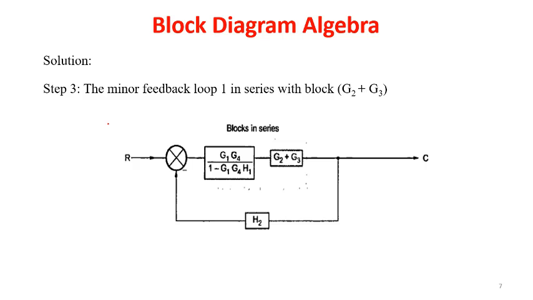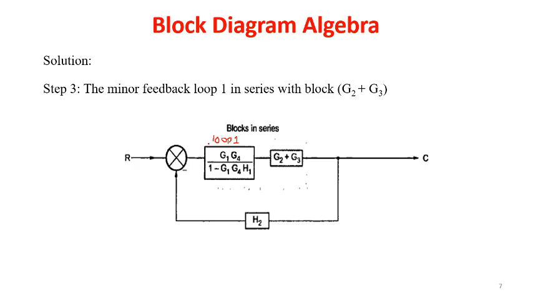So in step number 3 we can see the minor feedback loop 1 in series with the block G2 and G3. So here we can see the loop 1. This is the loop 1 which has been getting reduced. Loop 1 has got reduced, and we got one single block. So this single block is having the forward block of that loop G1 G4 and 1 minus G1 G4 into H1, that is the feedback.